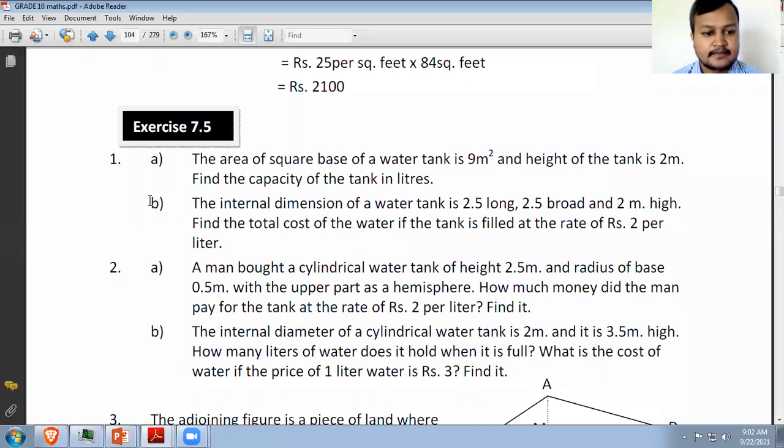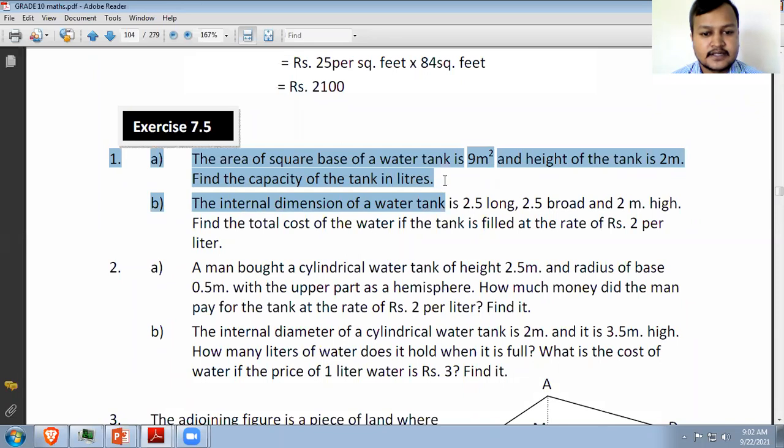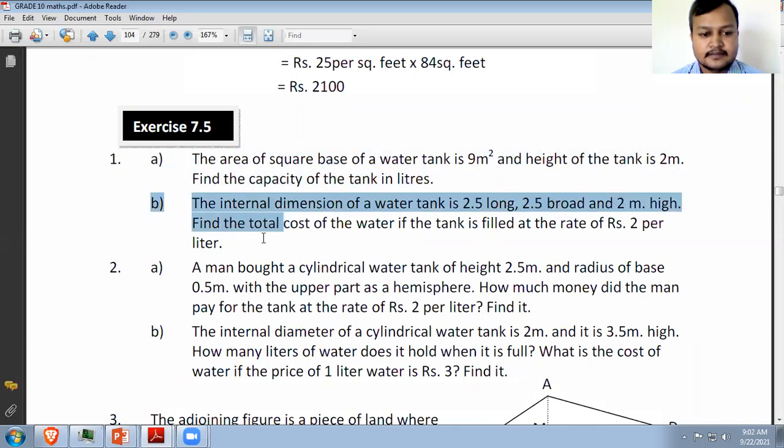Okay, then let's look at the remaining questions of the same exercise. Exercise 7.5. Question number 1A we did yesterday. Question number 1B. The internal dimension of a water tank is 2.5 meter long, 2.5 meter broad, and 2 meter high. Find the total cost of water if the tank is filled at ₹2 per liter.